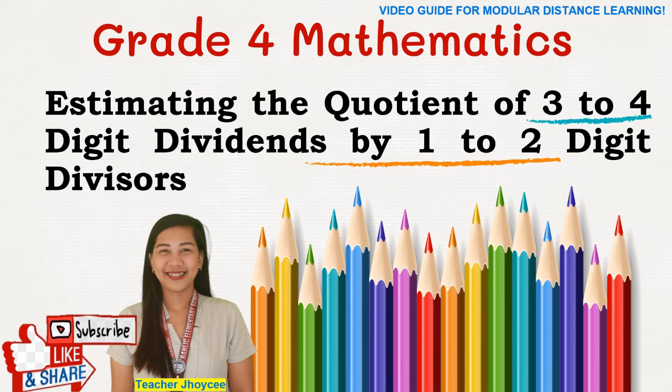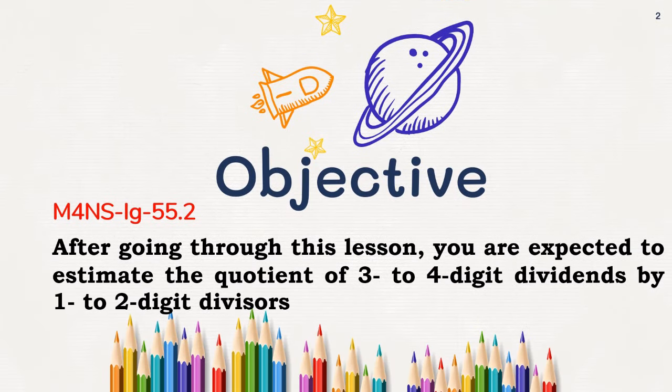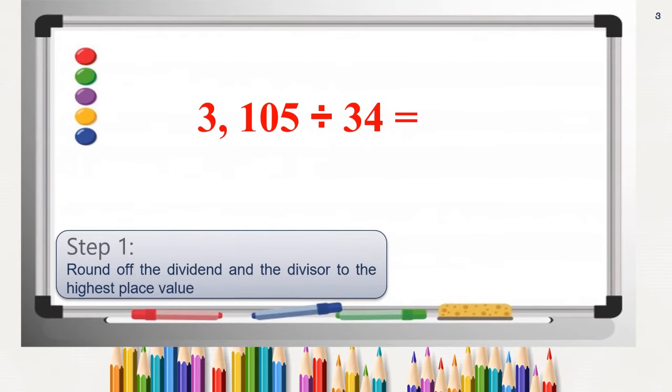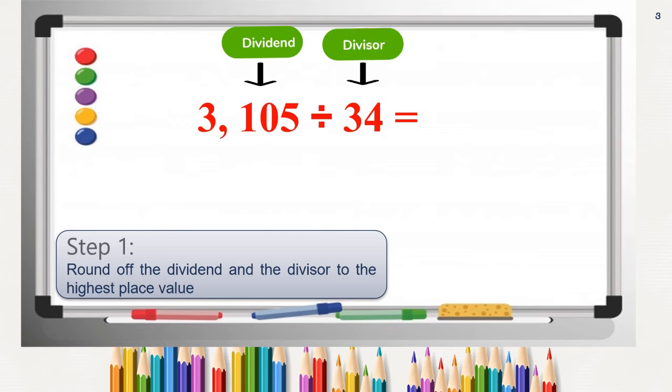Lesson 14, Estimating the Quotient of 3 to 4 Digit Dividends by 1 to 2 Digit Divisors. Objective: after going through this lesson, you are expected to estimate the quotient of 3 to 4 digit dividends by 1 to 2 digit divisors. Let's take a look at this number. We have 3,105 divided by 34, where 3,105 is the dividend and 34 is the divisor. And we have to find the estimated quotient.